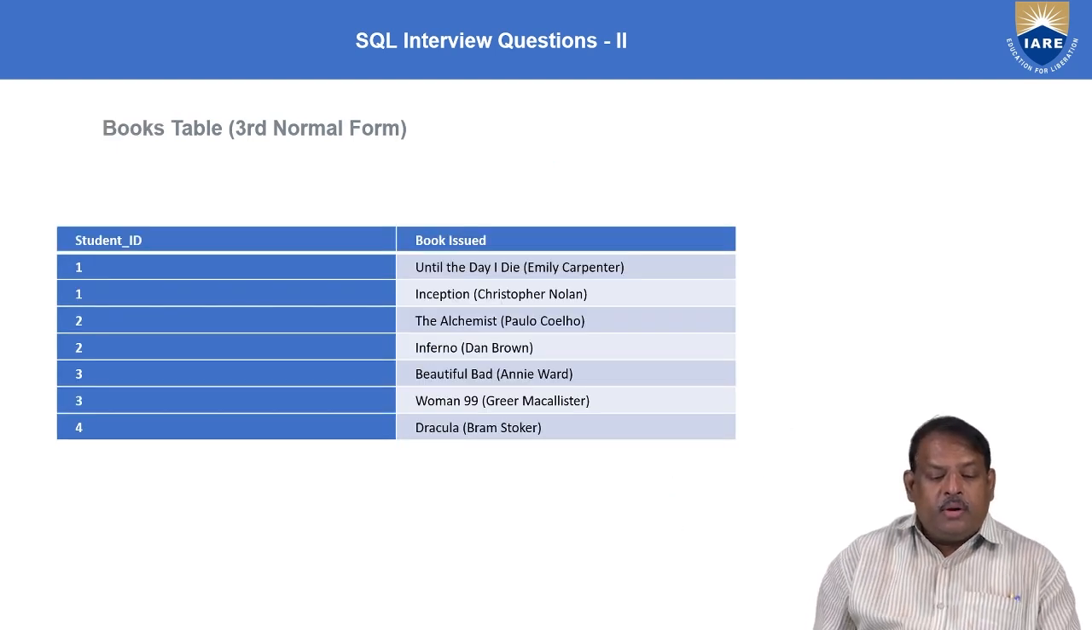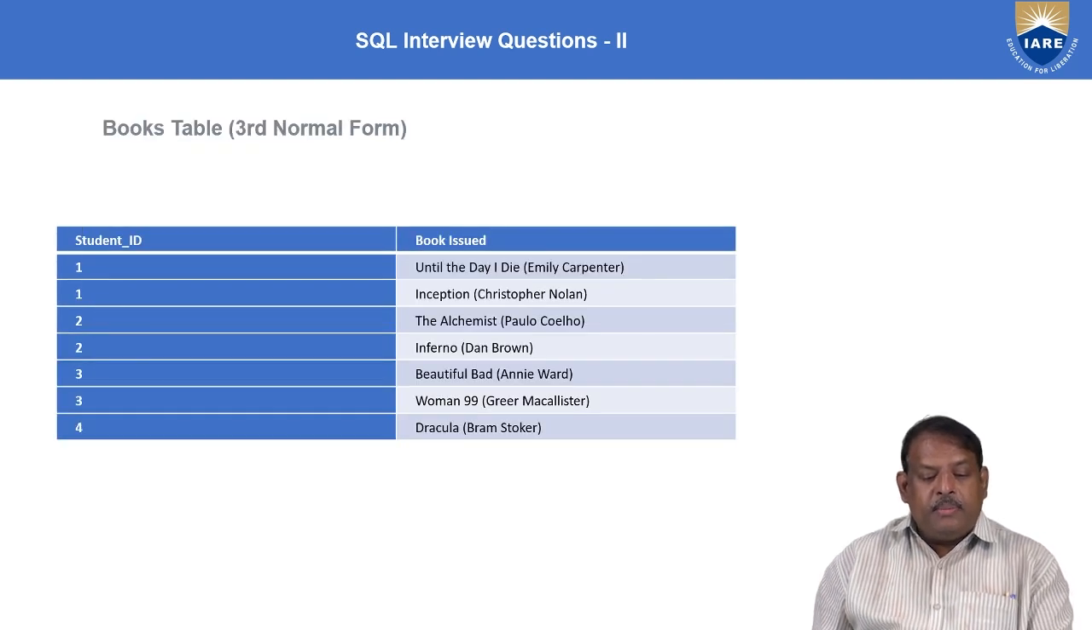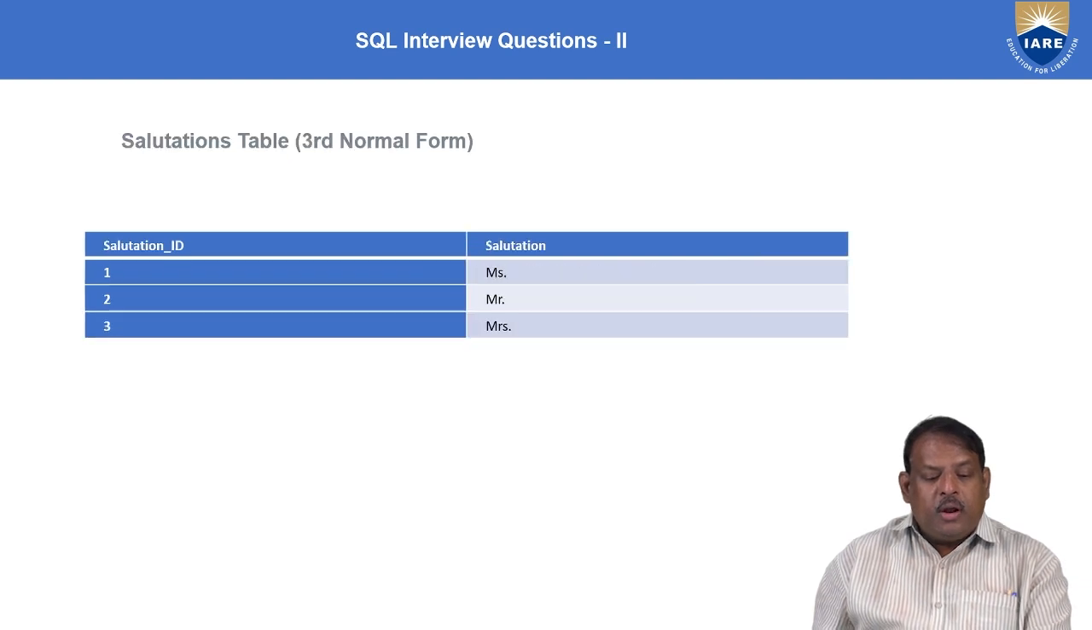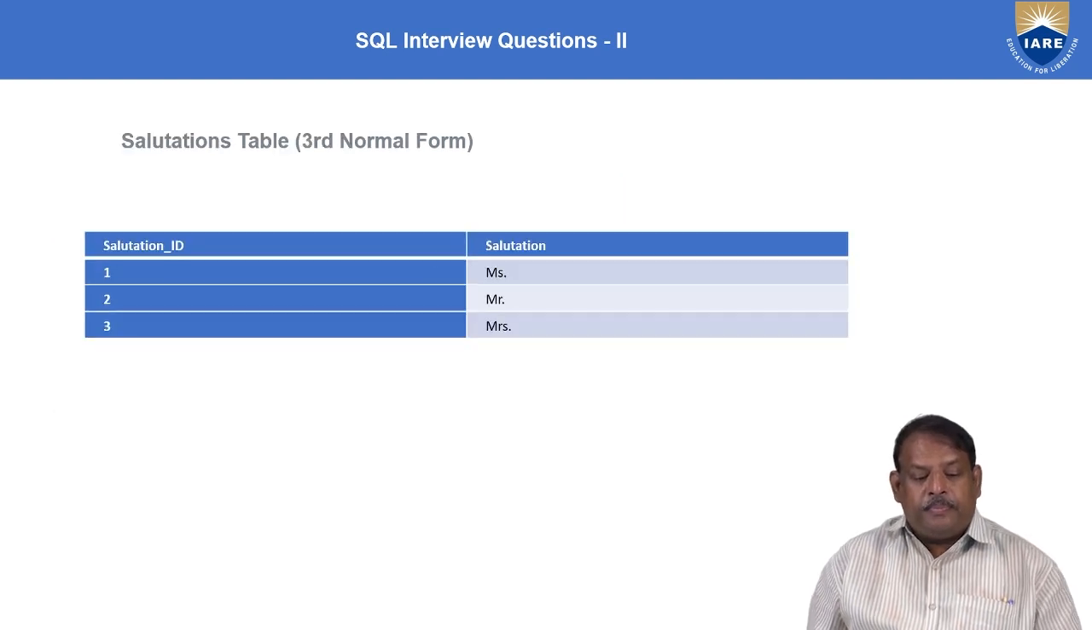So the third normal form. This is the first table, student ID and books issued, and also the salutation ID. So this will be the table after third normal form.